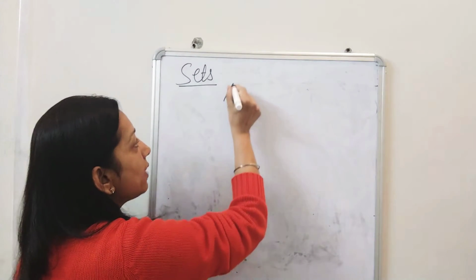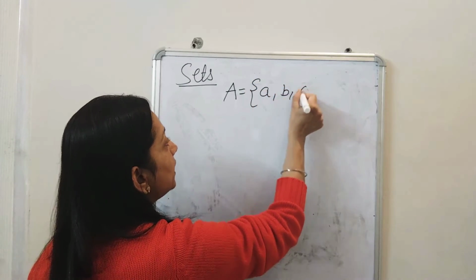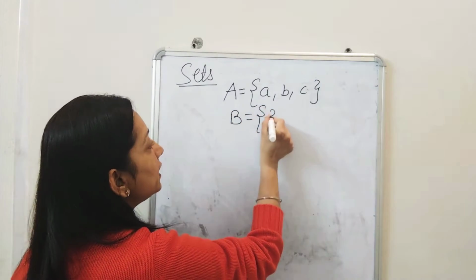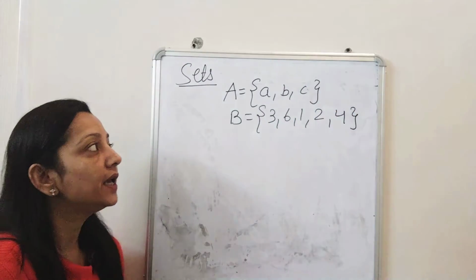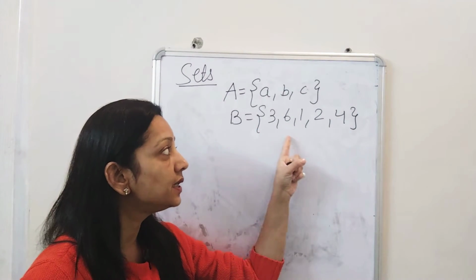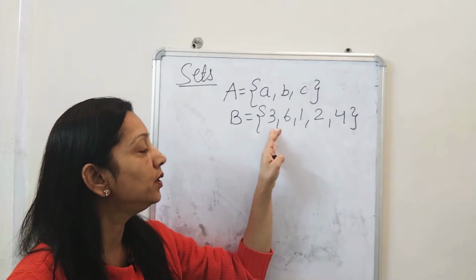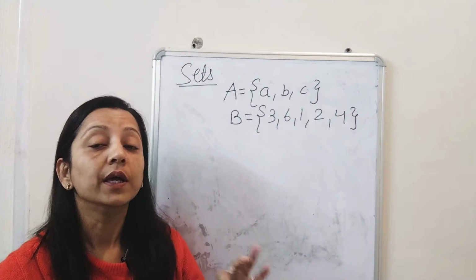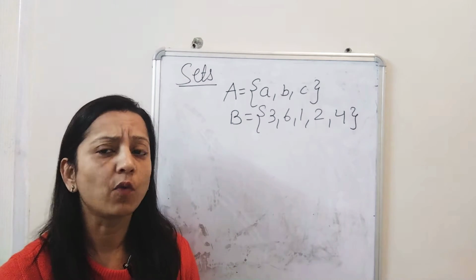So for example, if I have a set named A, the distinct elements here are a, b and c. If I have another set B, the distinct elements are 3, 6, 1, 2, 4. So this is a set A having elements a, b and c, and this is a set B having elements 3, 6, 1, 2 and 4. So order, as you can see here, does not matter. Here 3 is coming first, then 6, then 1. So there is no particular order. There is no compulsion that the elements need to be in ascending order or descending order or whatever order.